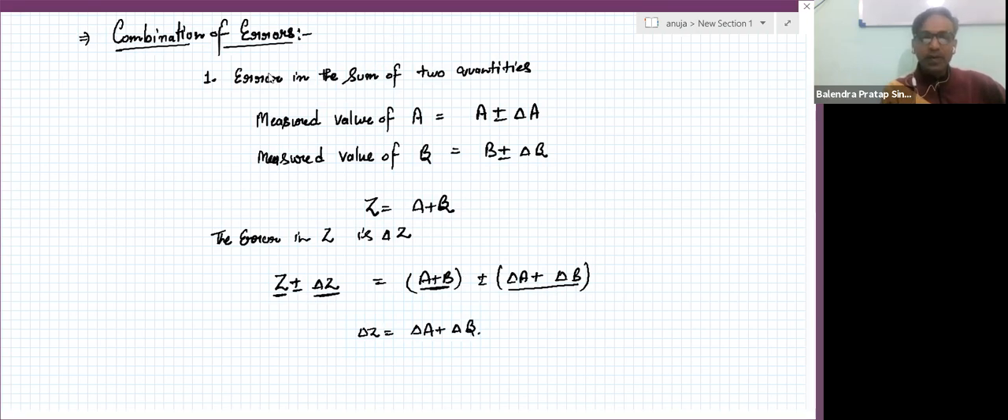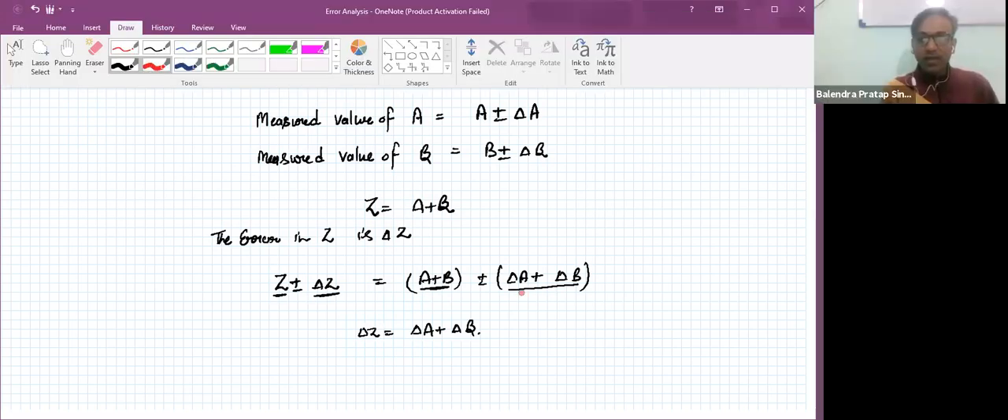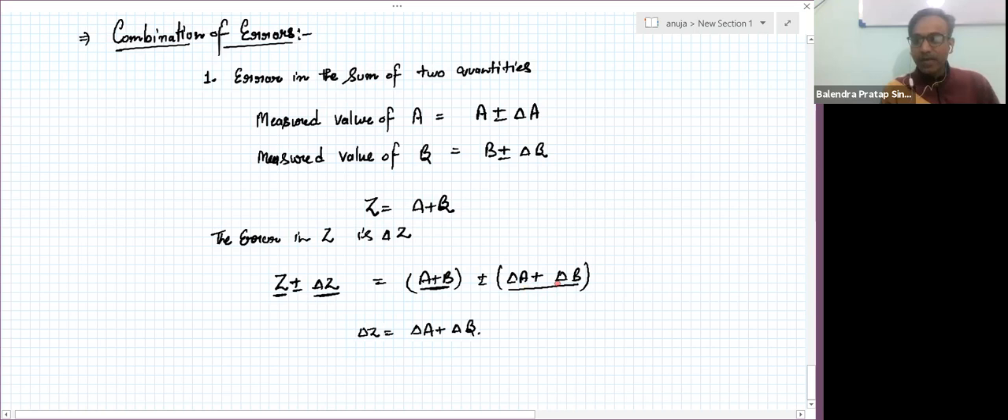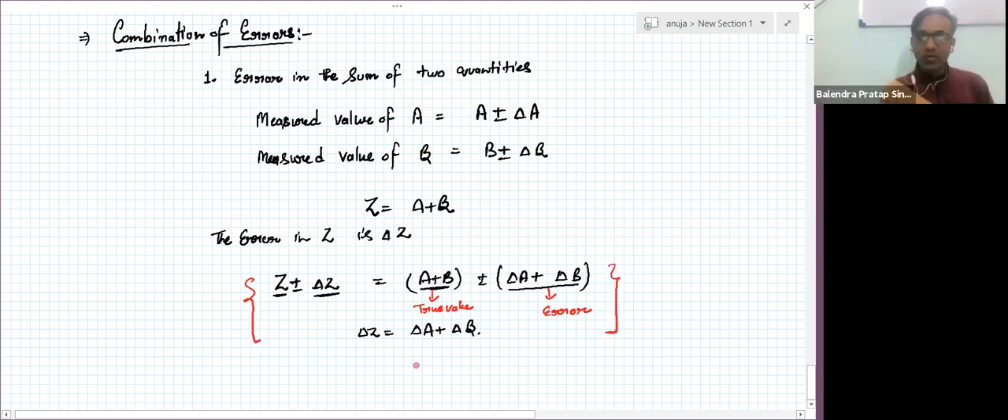So in this way, you can add two errors. So that is A plus B plus or minus delta A plus delta B, right? It's A plus B plus minus delta A plus delta B. So this part is basically the certain part, or true values, and these are basically errors. Okay. So in this way, you can add two quantities. Suppose I will do some numerical on this part.